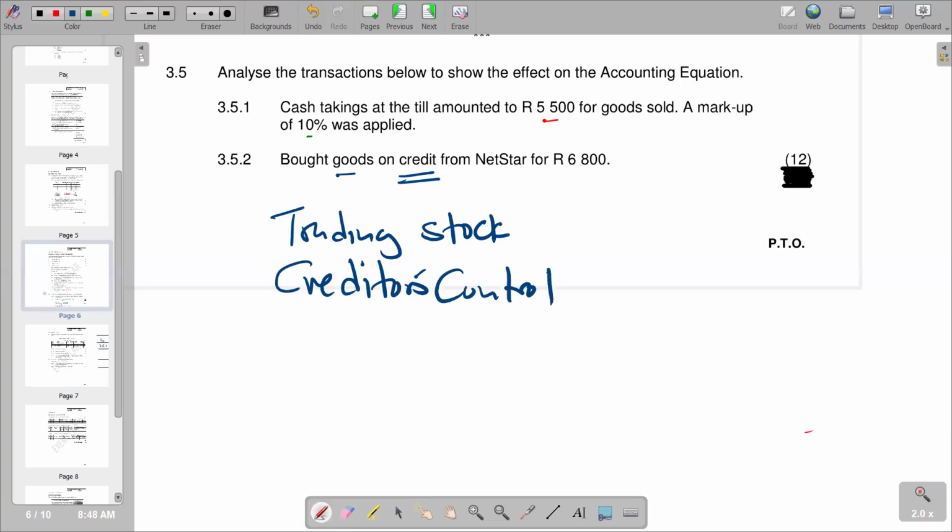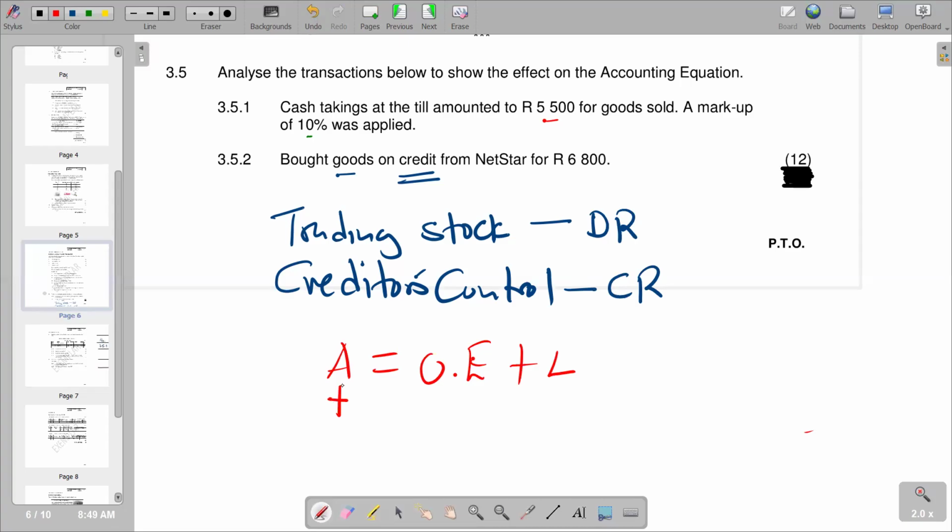So in that case, which one do we debit, which one do we credit? We have our trading stock, which is an asset. Whenever we are receiving goods in terms of trading stock, it's going to increase our trading stock, and our assets increase by being debited. So we have a debit, and then creditors control automatically means we are going to credit it. So those are the two double entries involved. And we know that it's an asset we are debiting, and whenever we debit an asset, it's a plus. So we're going to have a plus here.